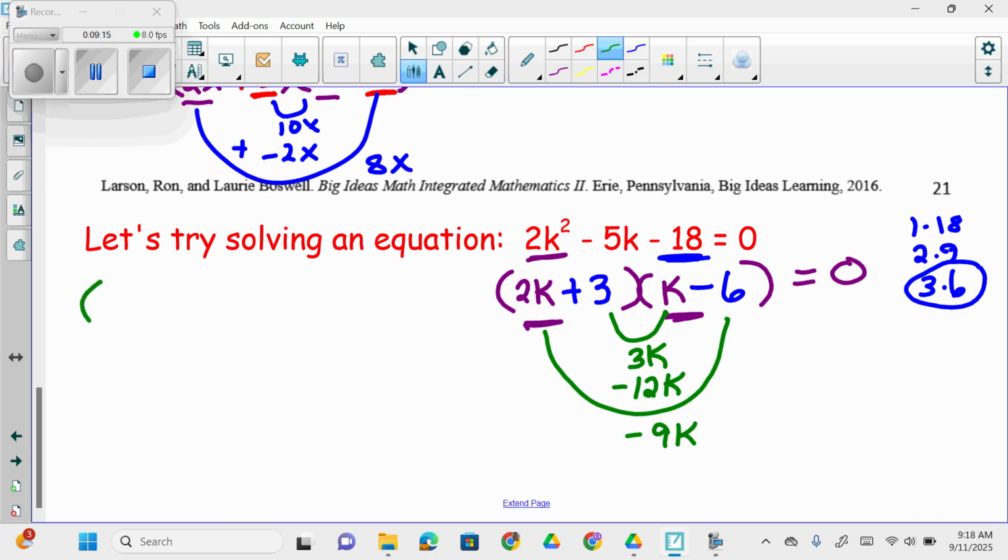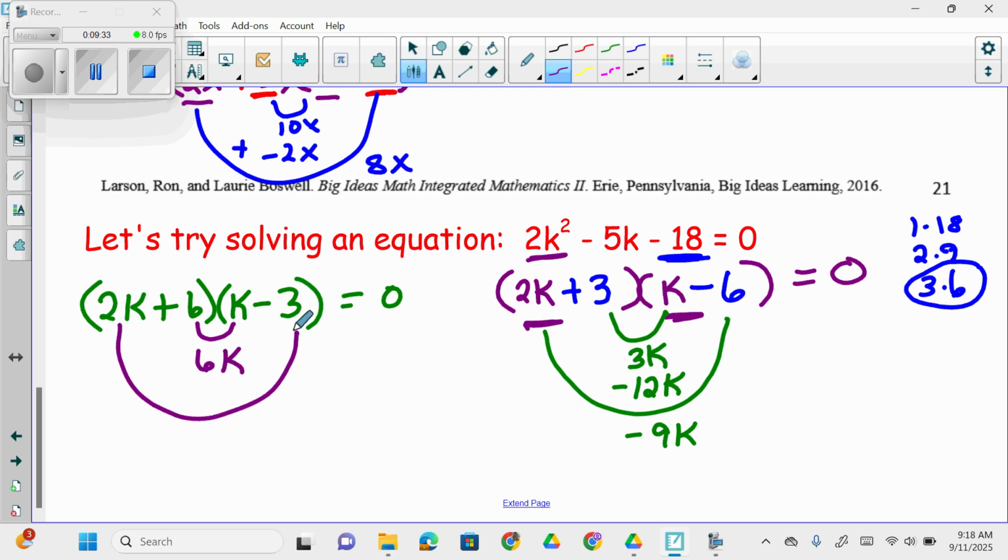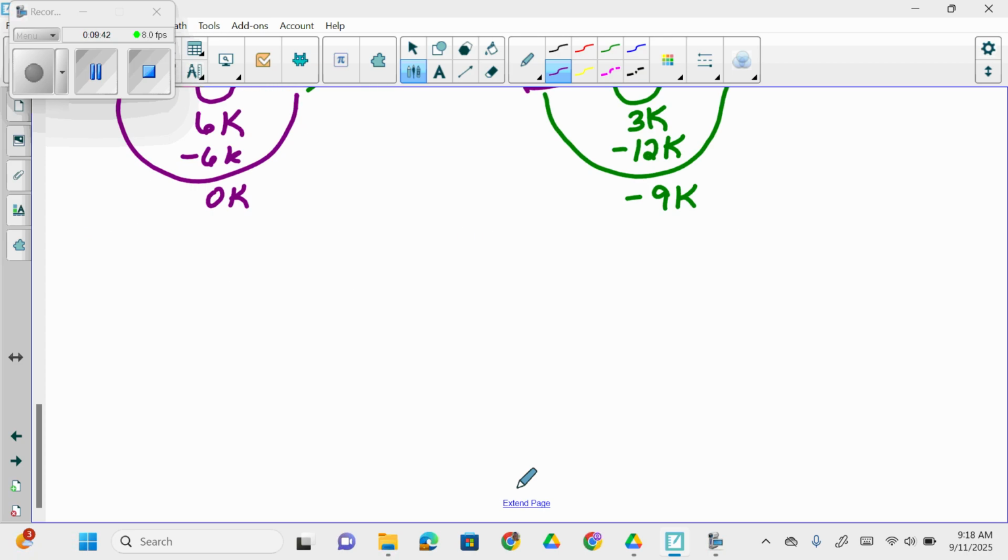So I'm going to put 2 new sets of parentheses. I know it has to be 2k times k. I know my signs have to be different. I'm going to try switching the 6 and the 3. And then I multiply. 6k, negative 6k. I add that up, 0k. Again, not what I want.